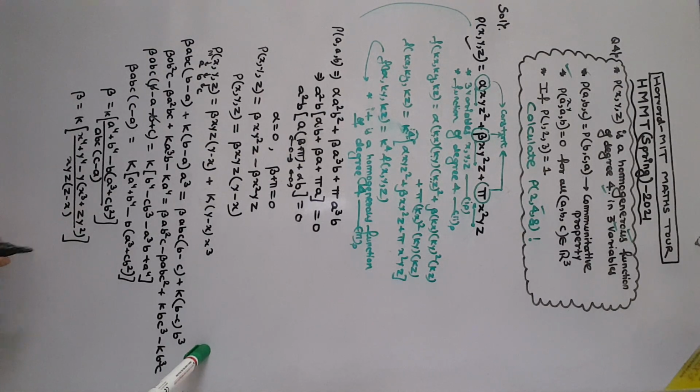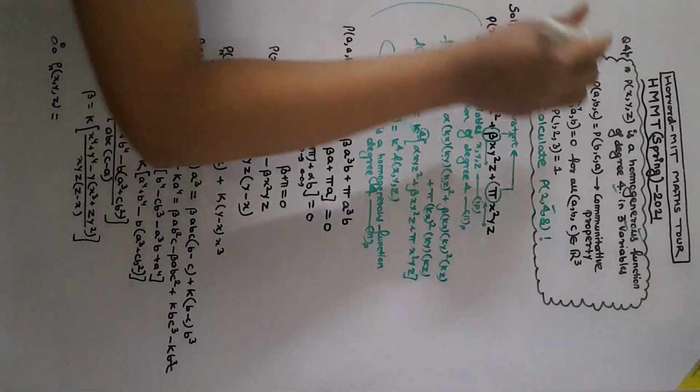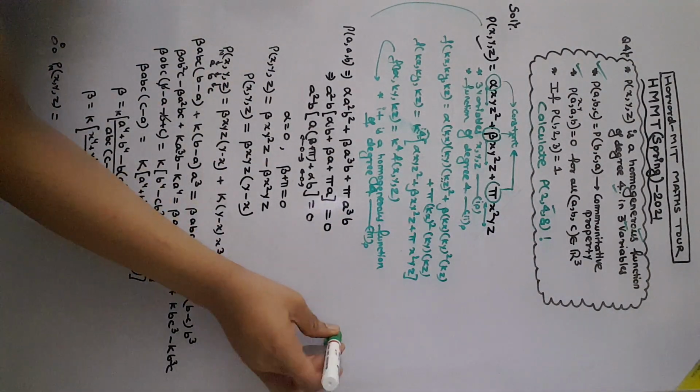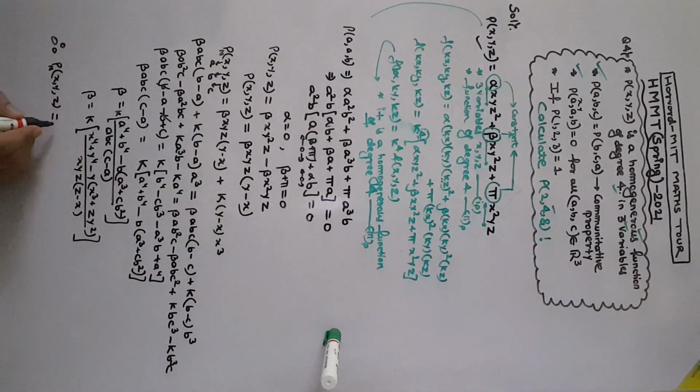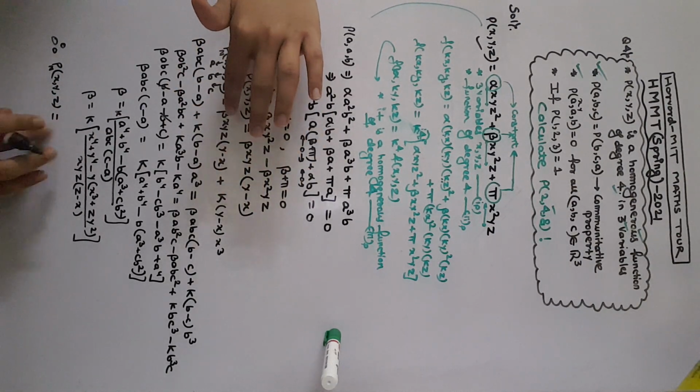Okay, so now our function is p of x y z, which is also satisfying the commutative property. It will basically be, since k and y minus x will always be common, I can take that out.